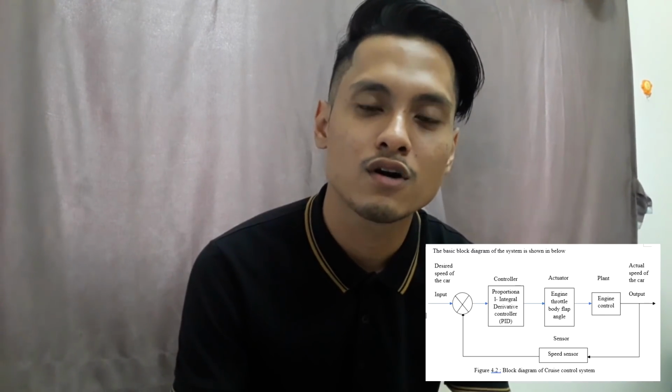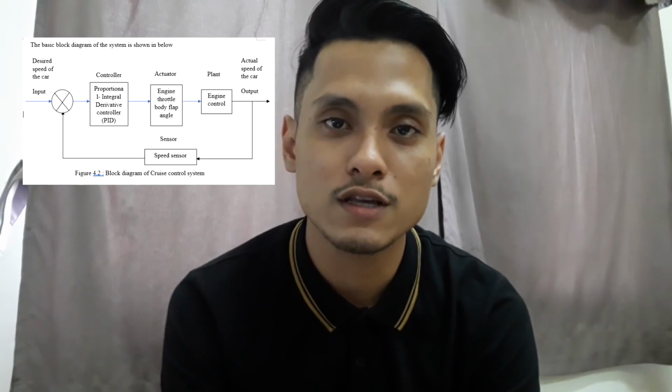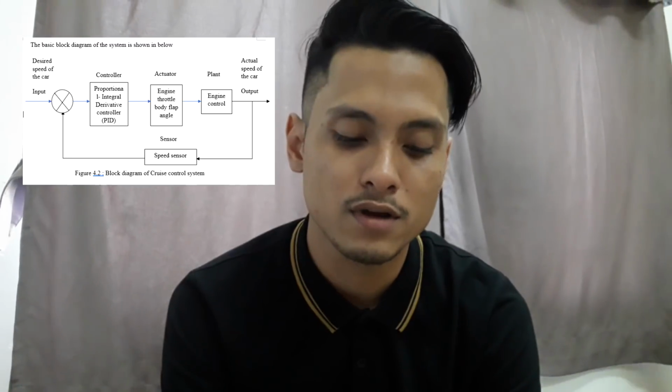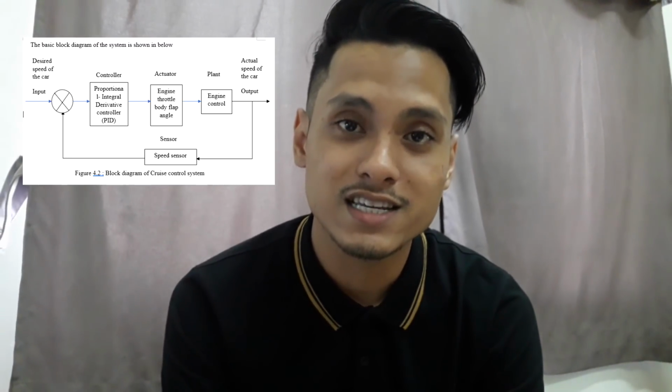Now, I would like to show you the basic block diagram of a cruise control system. As you can see from the basic block diagram, the first one we know is an input. It's the desired speed of the car.